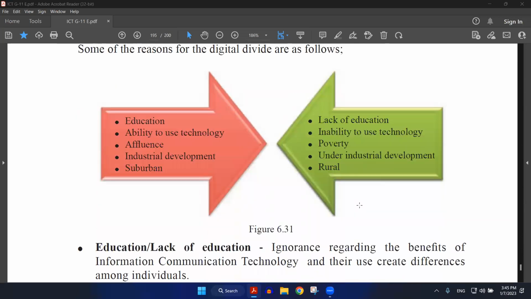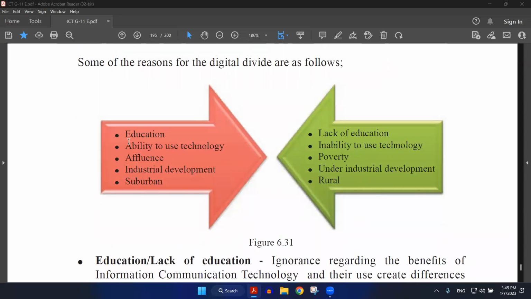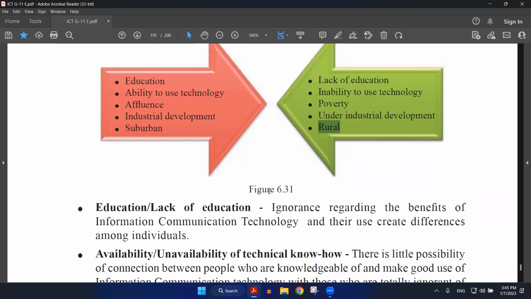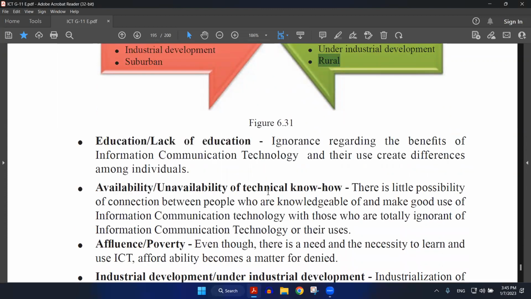There are many reasons for this, as it shows you: education, ability to use technology, affluence, and industrial development, suburbs. Those give positivity to using ICT. And lack of education, inability to use technology, poverty, under-industrial development, rural areas, that will push someone to not get to know about ICT, right? Because of that, this division takes place, right?